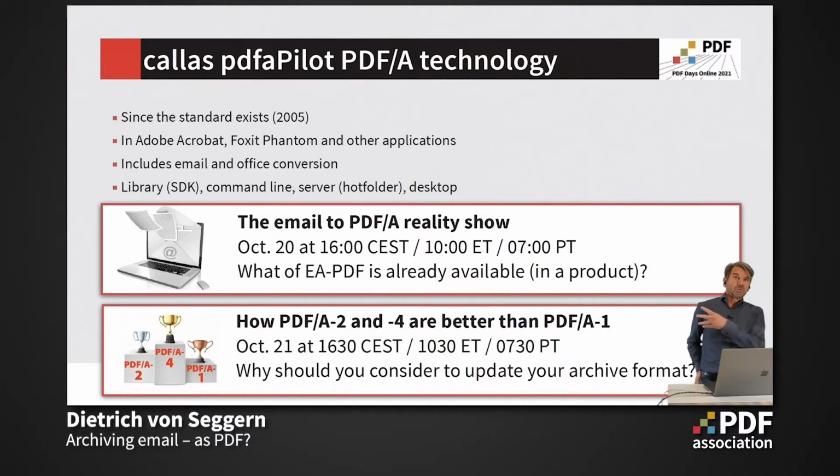I want to use this slide also to announce 2 more sessions that I will have during these PDF days. The one is Email to PDF reality show, where I will use that time to demonstrate more practically all the features that I will talk about today. So how would these features look in a real product? And then there is another session on the next day about, we have heard Elodie talking about PDF-A. That is also practical. So I will use real world files in both sessions to demonstrate how, and in the second session to demonstrate why PDF-A2 and PDF-A4 are maybe better than PDF-A, which is still most frequently used in archive.